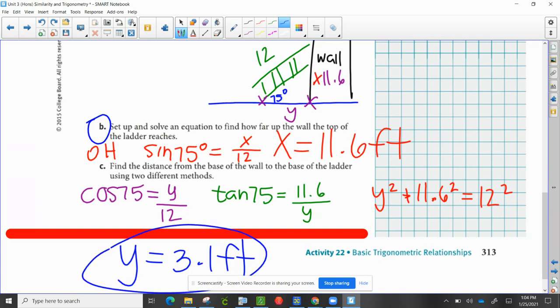Okay, so this whole lesson is just using trig functions, so setting up a ratio to solve for different lengths of the triangle. So as long as you know your SOHCAHTOA, you should be able to set up any problem.